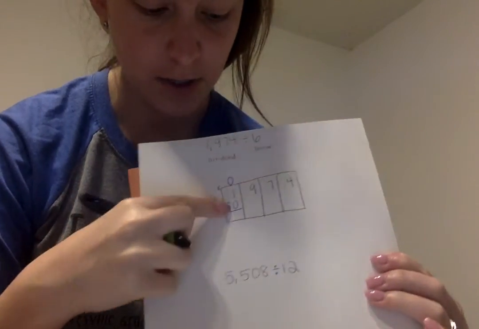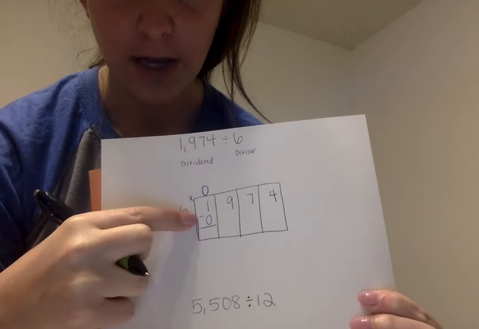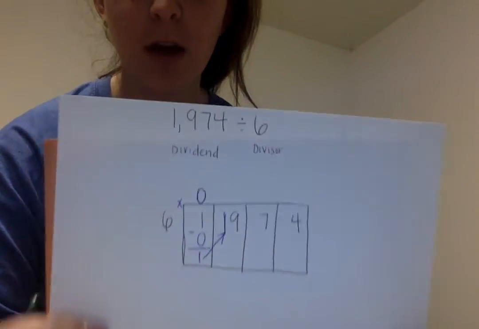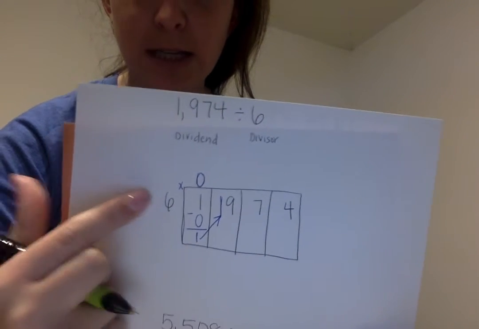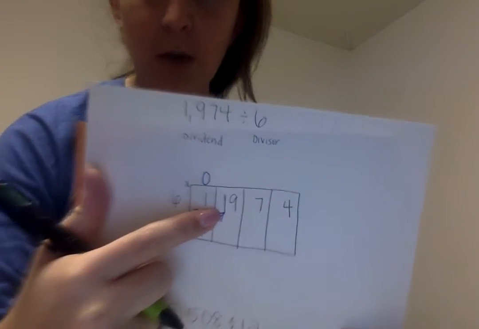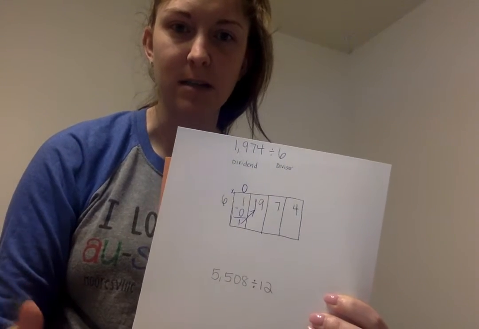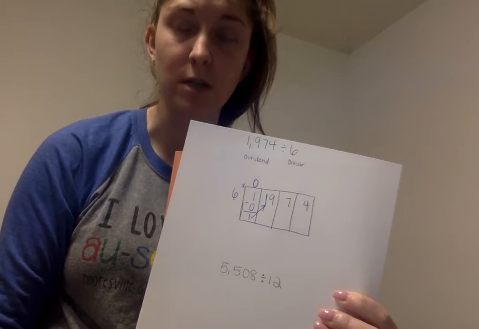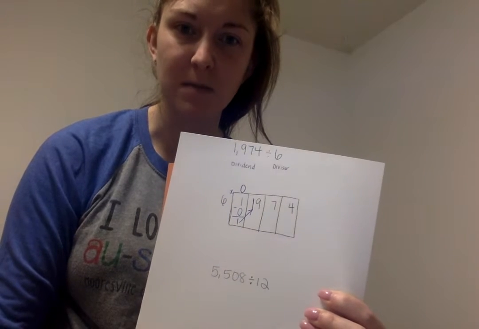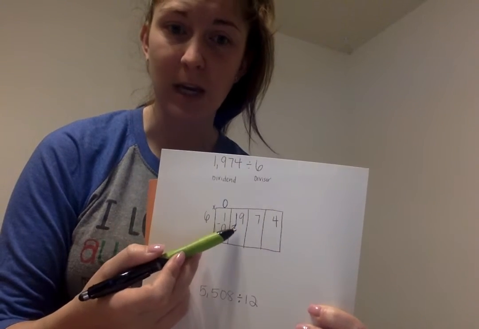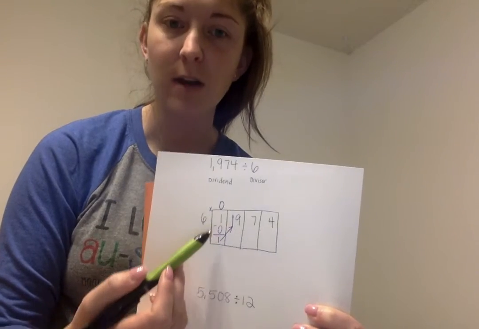I put my 0 down. The operation between the 1 and the 0 is subtraction. So 1 minus 0 is 1. I take that 1 and move it up and over next to the 19. Now I ask myself, how many times can 6 go into 19? If I think about the factors of 6, 1 times 6 is 6, 6 times 2 is 12, 6 times 3 is 18, 6 times 4 is 24. Well, 24 is too big, a lot bigger than 19, so I have to bump it back 1. So 6 can go into 19 3 times.